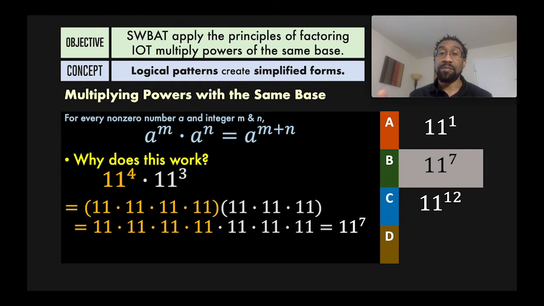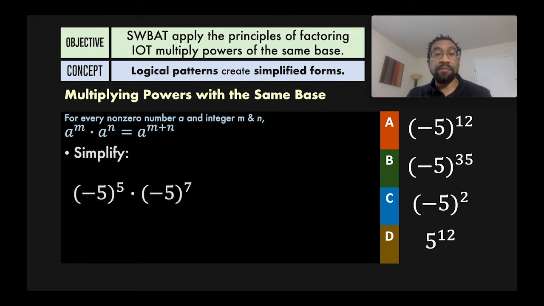So that's why this rule of multiplying powers with the same base works. The expanded form shows you that the total number of repeating 11s is the number of factors that you need. The number of factors makes up the exponent. Seven factors, so seven is the exponent.